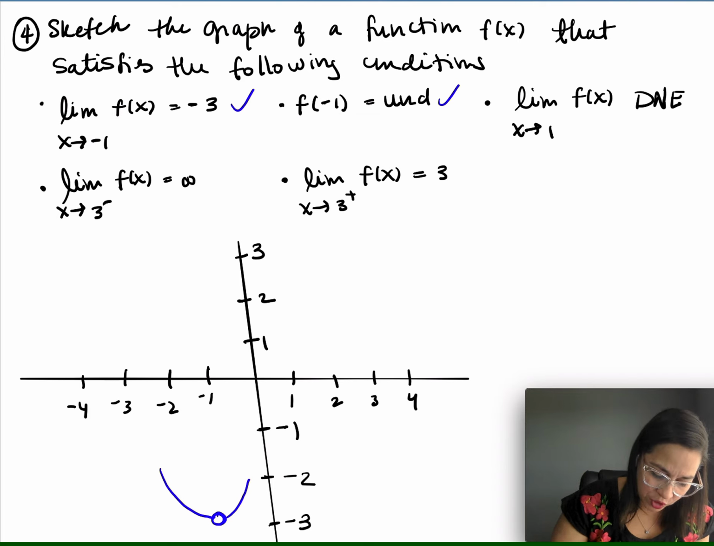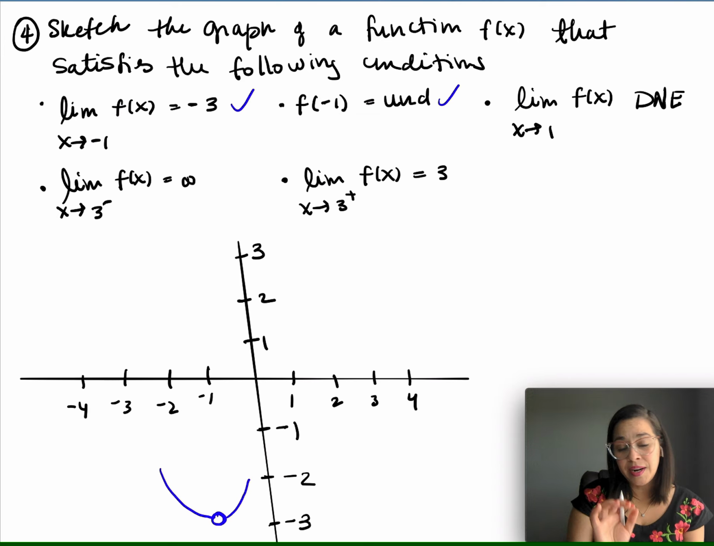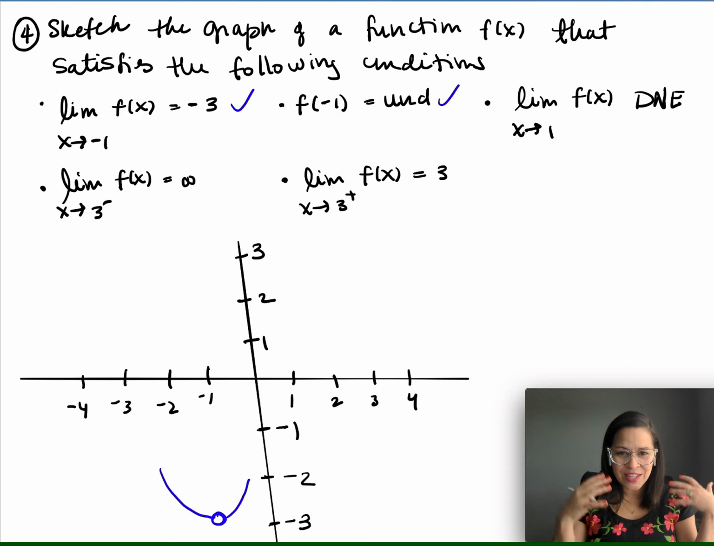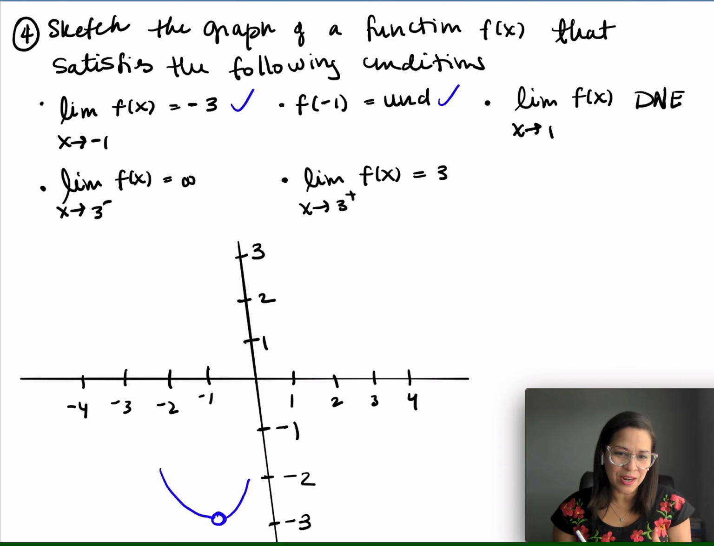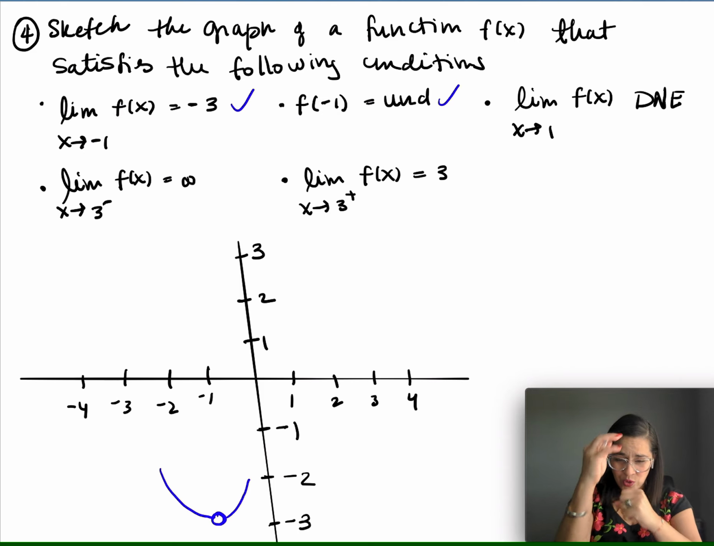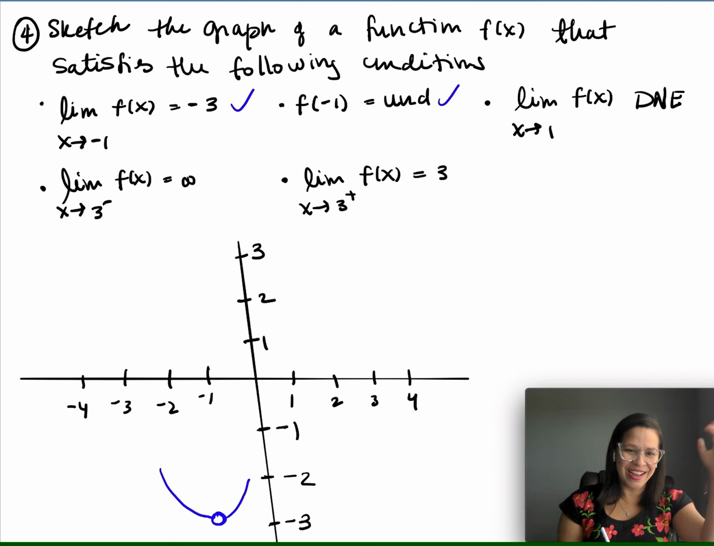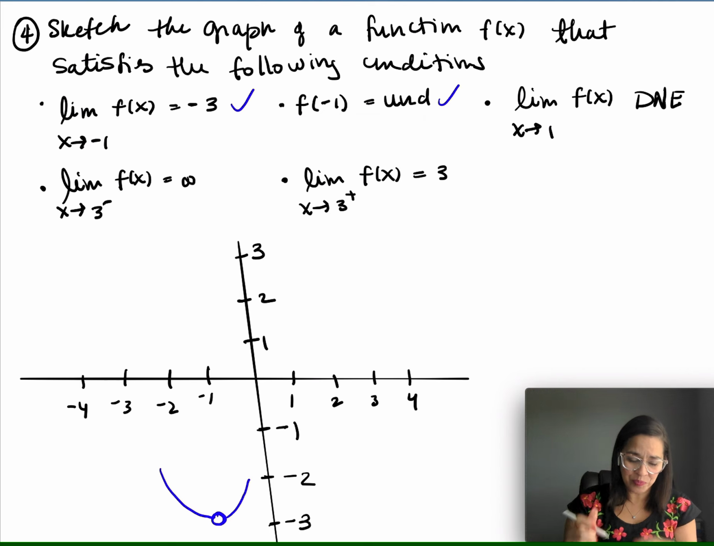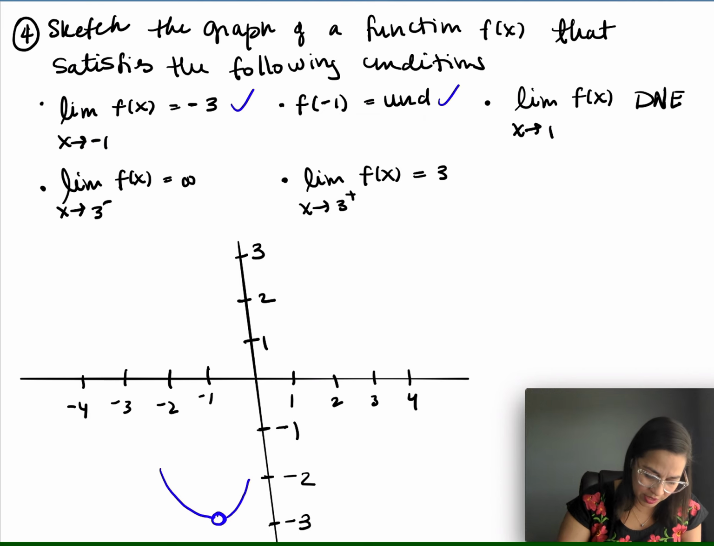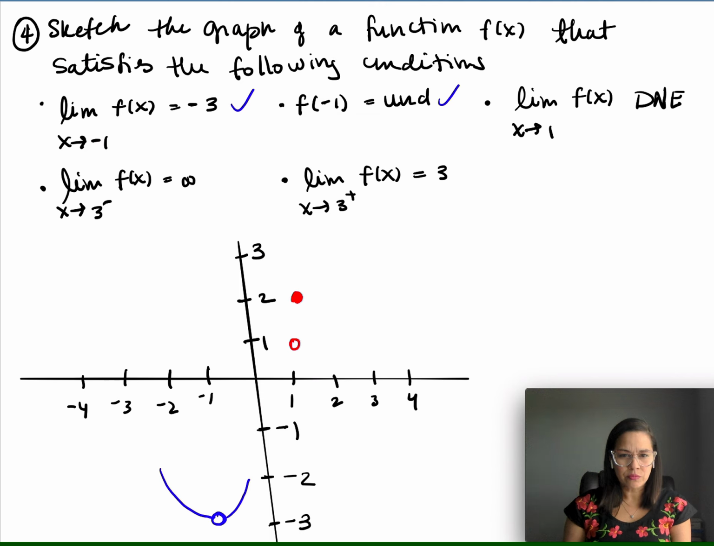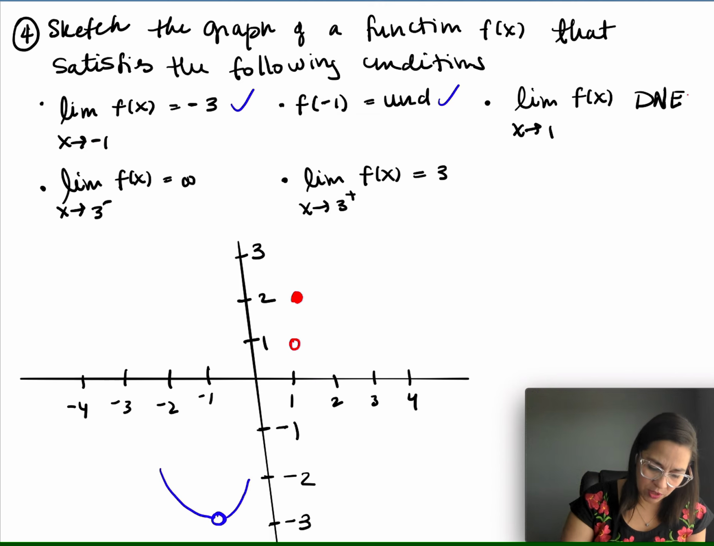Now, what else do we have? The limit as x approaches 1 does not exist. So the fact that the limit does not exist tells me that I have to have 2 separate limits. It has to get to one number from the left and a different number from the right, okay? So here we go. 1 closed here and 1 open here. How about that? Doesn't really matter. So I'm done with this one.